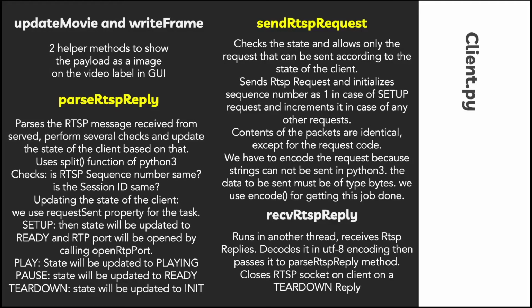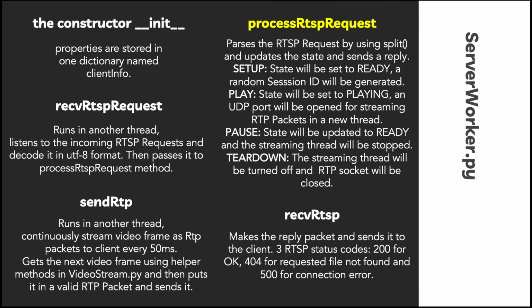Now, let us see what functions we need to implement in the ServerWorker.py file. There are 5 functions in the ServerWorker.py file. We'll have a look at them. First up, we have the constructor, init. In the ServerWorker class, the properties are not stored separately like in the client, but instead they are stored in one single dictionary called clientInfo, which gets initialized in the constructor. I'll show you the code later on.